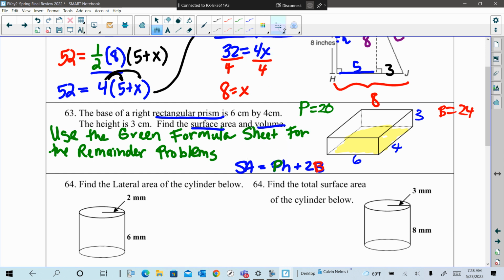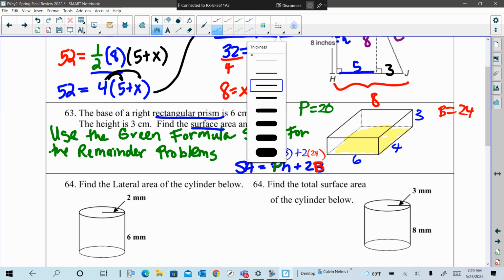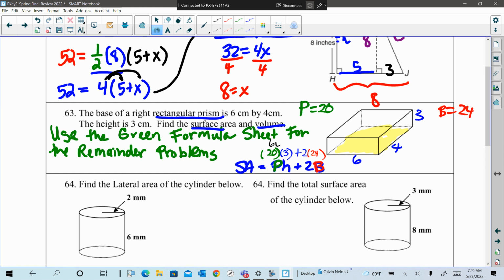I'm just going to substitute to show the plugging in. So we're going to put parentheses 20 here, the height of the prism is the 3, plus 2 times the area of the base of the prism, which was 24. So this gives us 60 here plus 48, which gives us a total surface area of what? Yeah, 108 units squared. Now to find the volume, V is capital BH.